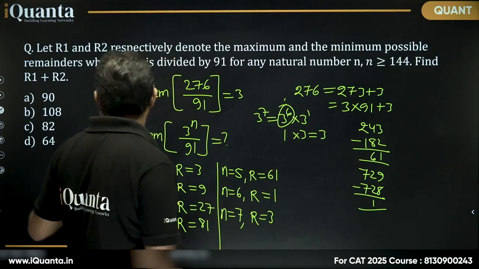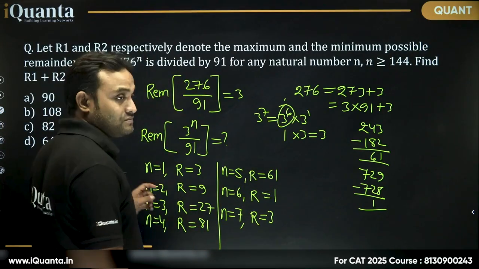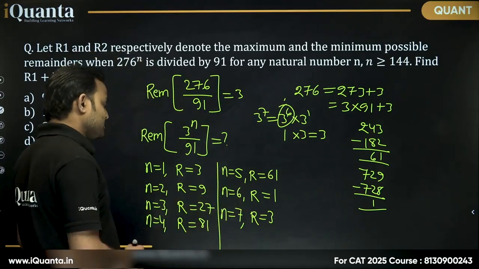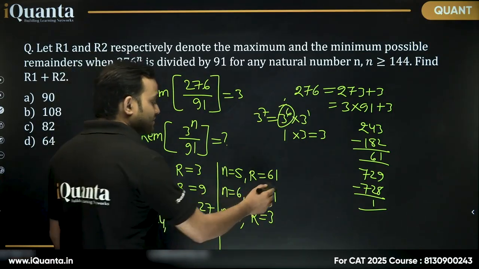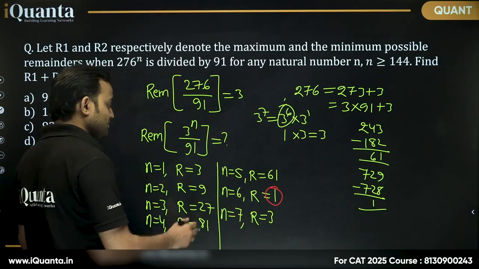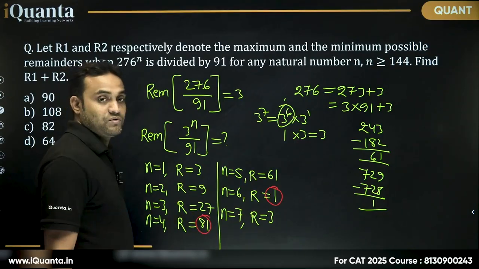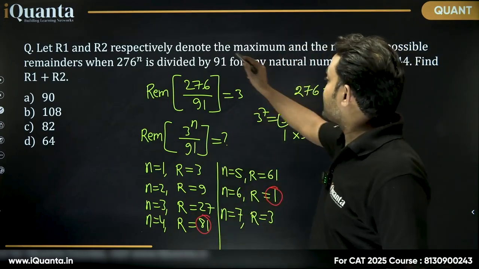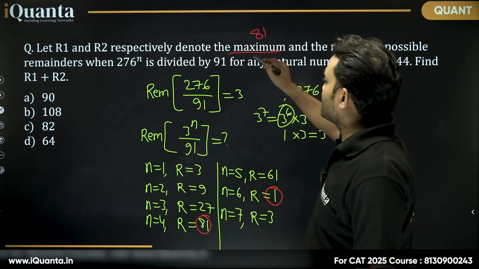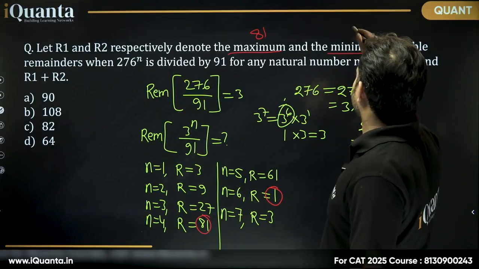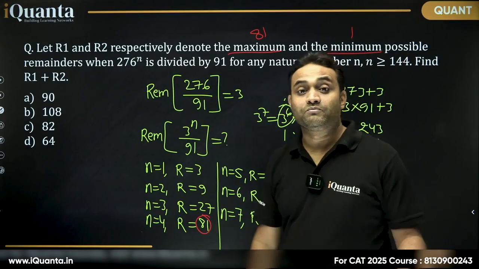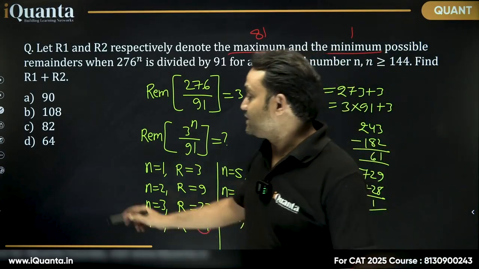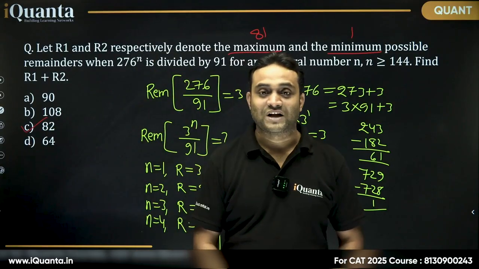So whatever remainders we are getting here will be sufficient to answer the question. The minimum remainder you can see is 1. The maximum remainder you can see is 81. So in this case, R1, the maximum, will be equal to 81, and R2, the minimum, will be equal to 1. The sum of R1 and R2 will be equal to 82. And that is our answer.